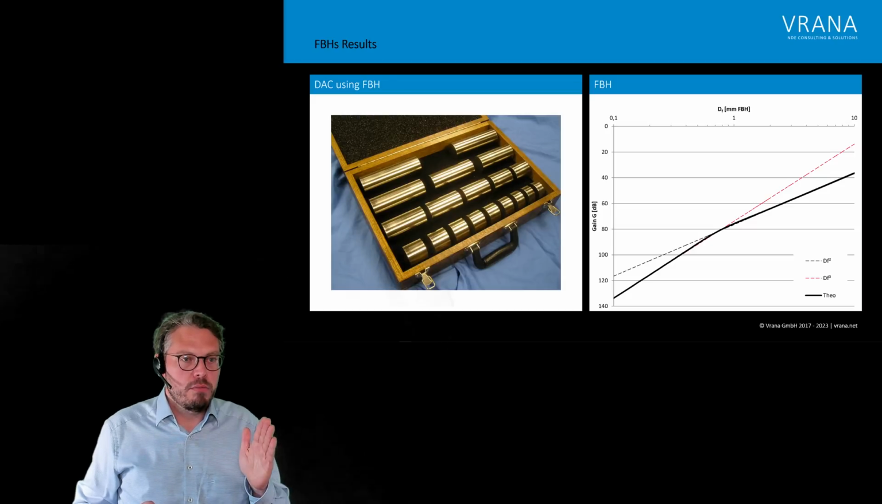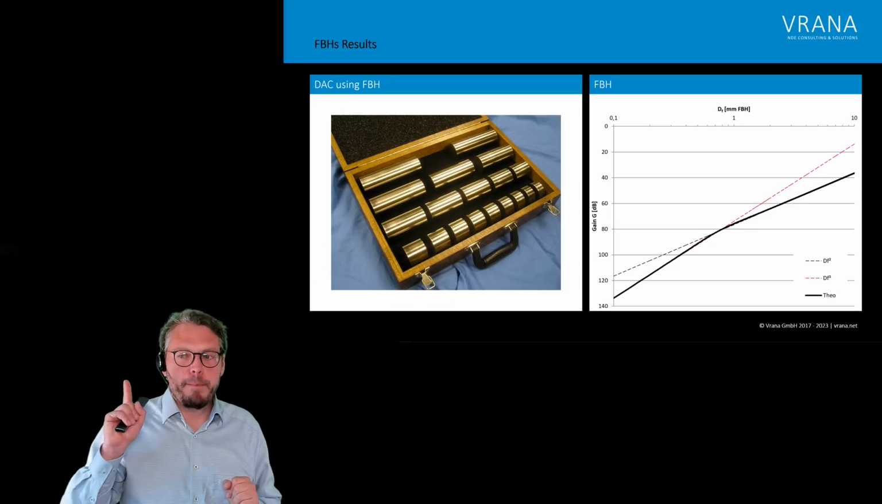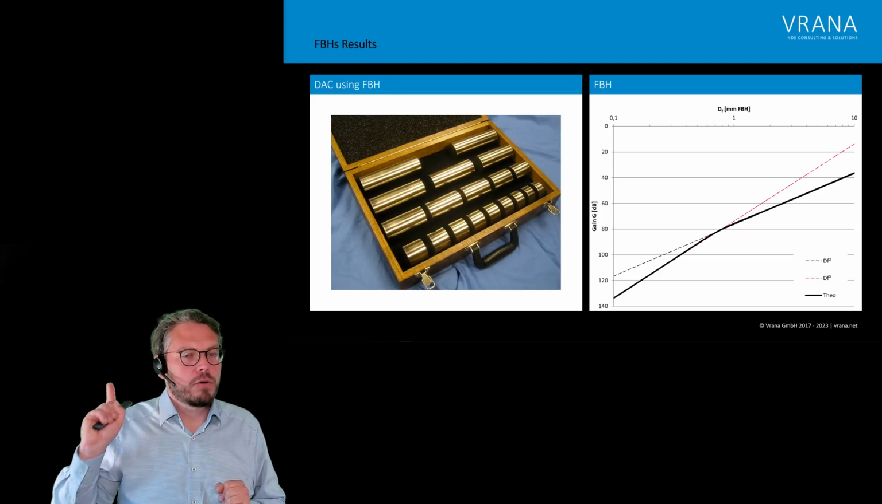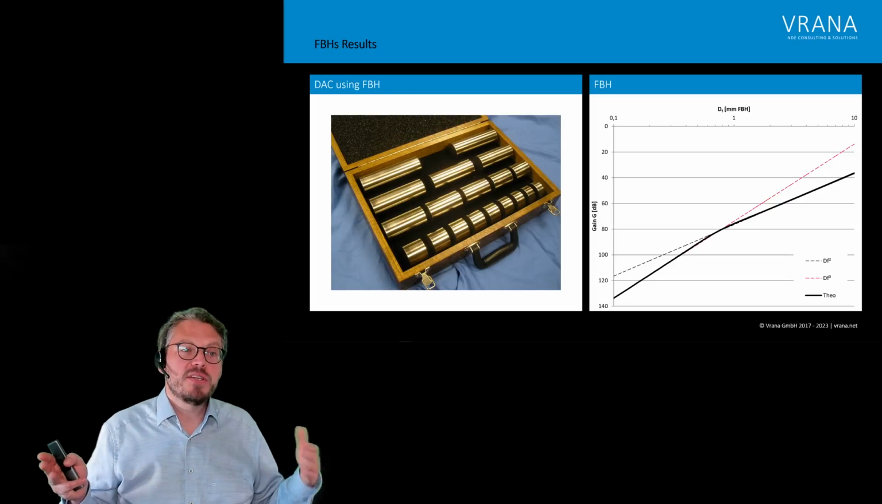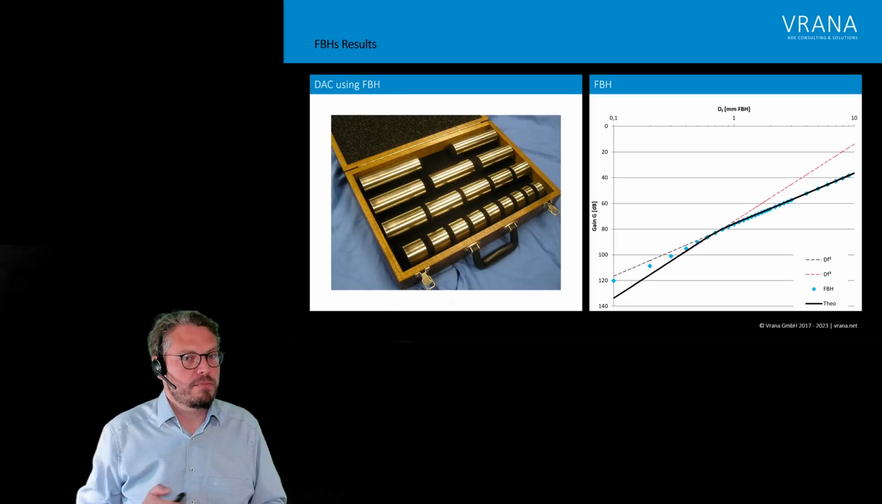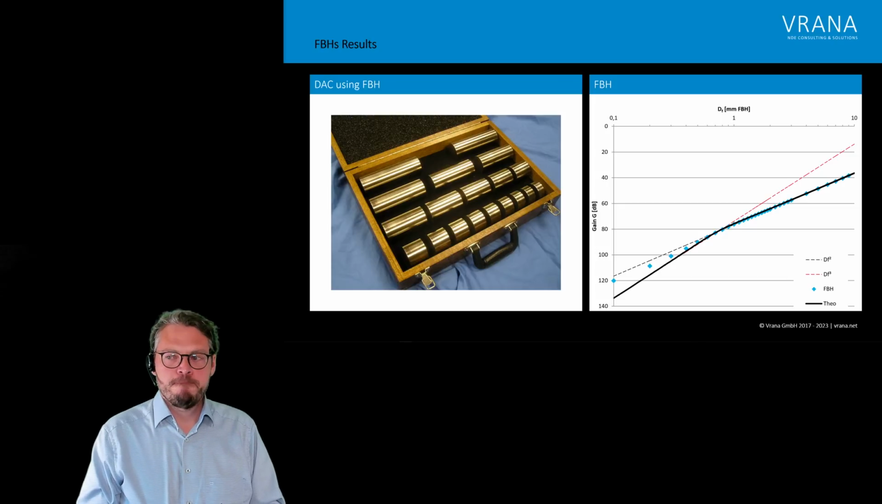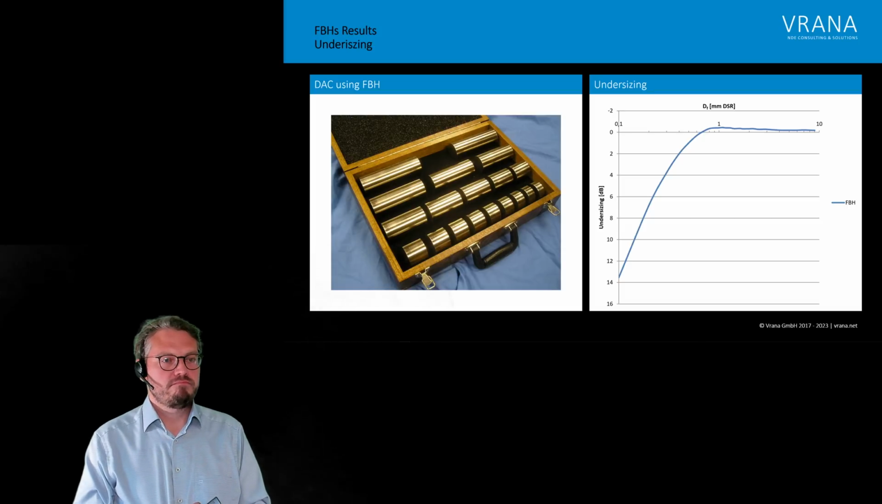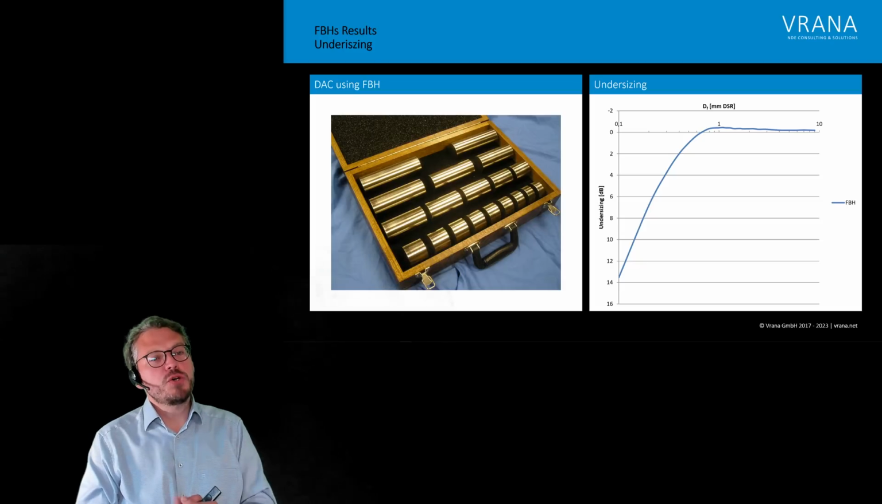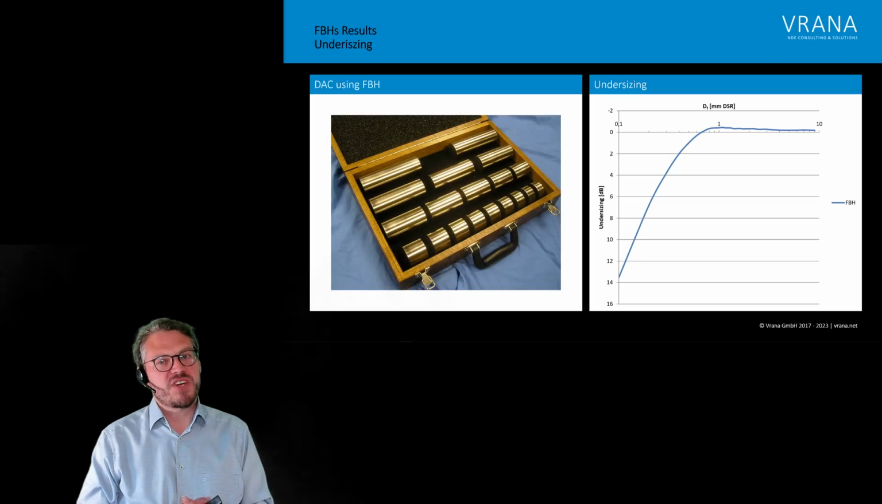So we know that for real indication, the black line is our truth. Now let's do the simulation of the flat bottom holes. And that's those dots. So again, we have undersizing. Something down to about 13 dB of undersizing.